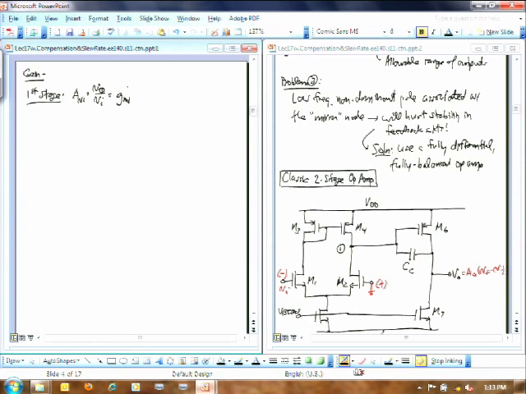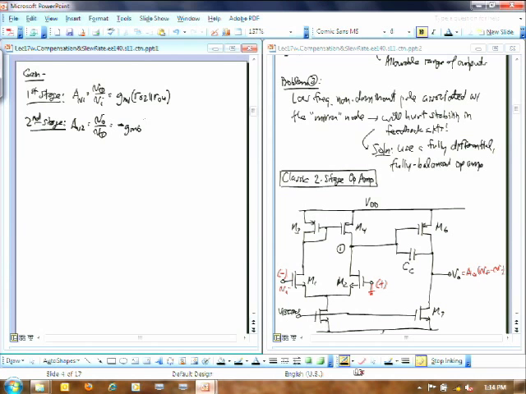And my second stage gain, AV2, that's going to be from V1 to V0. That's just the gain from here to here. Usually you take into account loading, but it's MOS, so there's no loading, right? I have an infinite impedance looking into M6. So this now just becomes minus GM6 times a parallel combination of the output resistances of M6 and M7. So RO6 parallel with RO7.